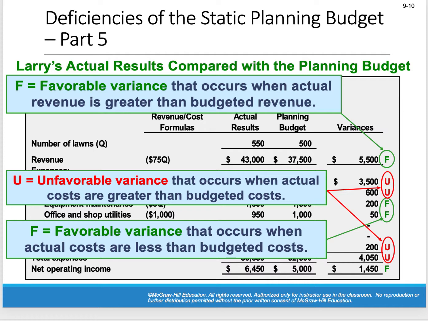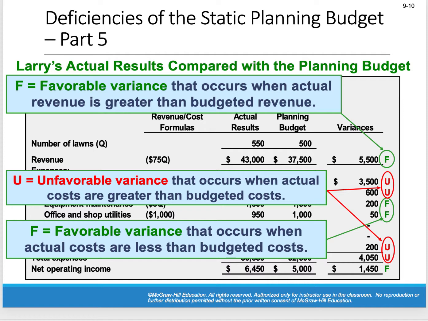So if we notice, we go through, we get favorable and unfavorable, right? What's the difference? Favorable says when the actual revenue is greater than the budgeted revenue, we have a favorable variance. Just the opposite is true if we had an unfavorable variance, right? When the actual revenue is less than the budgeted revenue, okay?